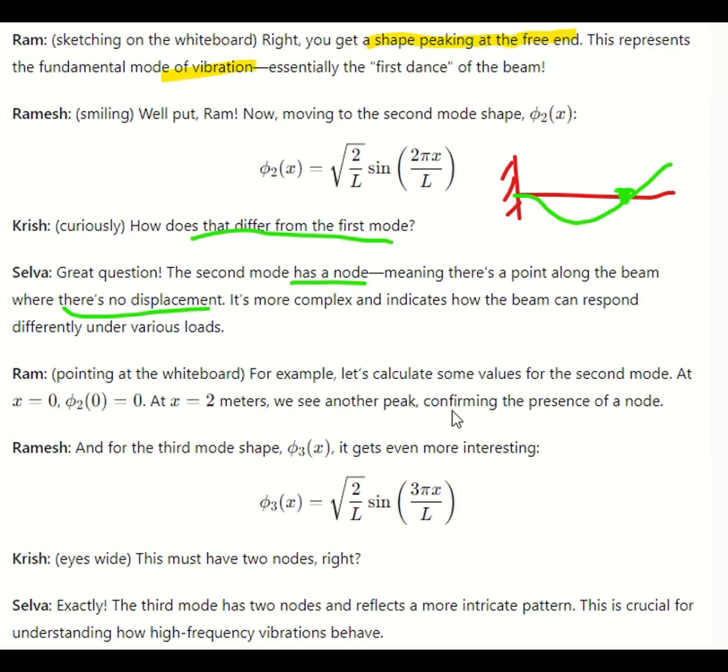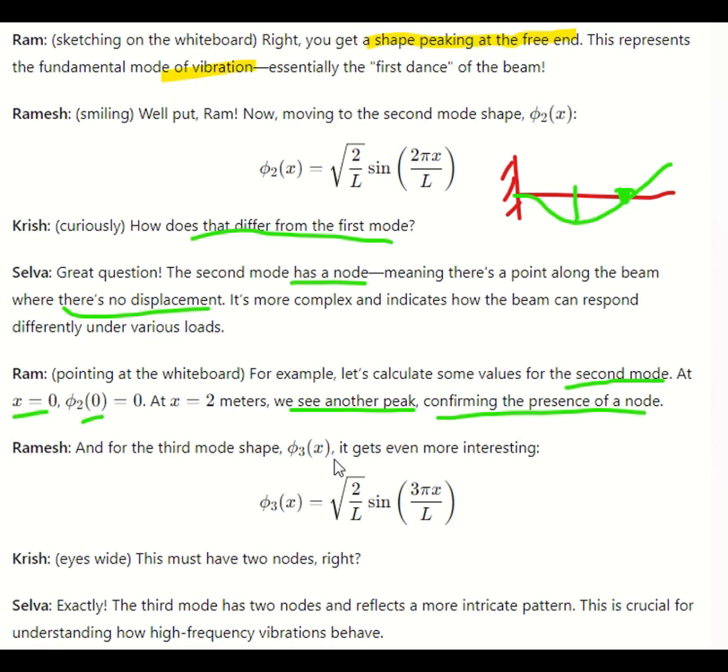For example, let's calculate some values for the second mode. At x equals 0, phi of x equals 0. At x equals 2 meters, which is half the length, we see another peak, confirming the presence of another node.